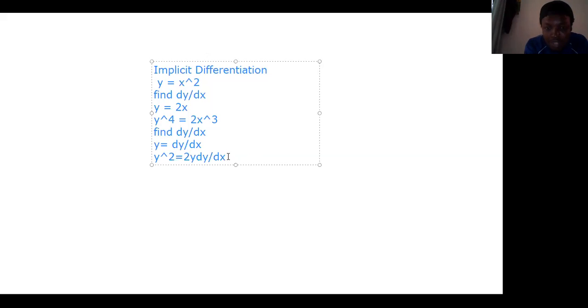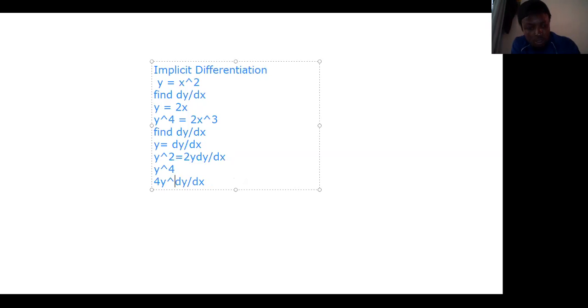So if you are asked to differentiate y raised to the power 4, then we are going to get 4 times y, so we are going to get 4y dy/dx. If it is y raised to the power 3, then we are going to get 3y dy/dx. But don't forget that this will be raised to the power 3. We use our normal rule. So this is the power 3 dy/dx. I hope you are getting it.